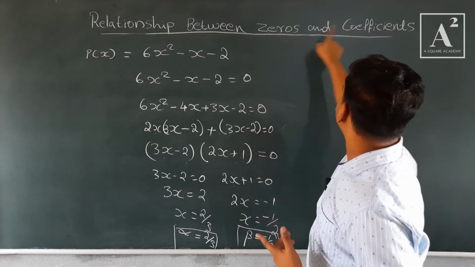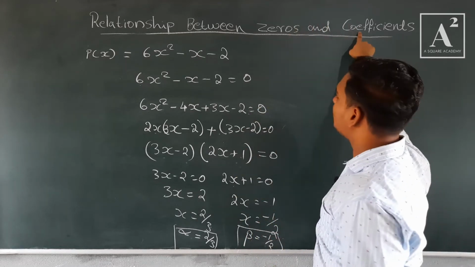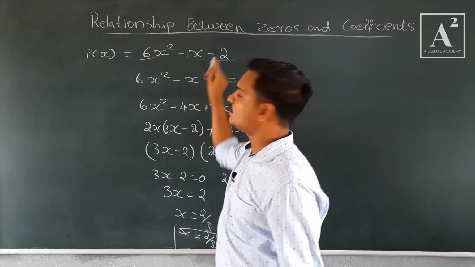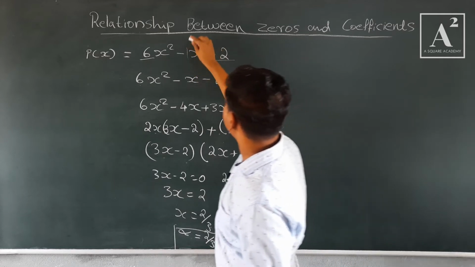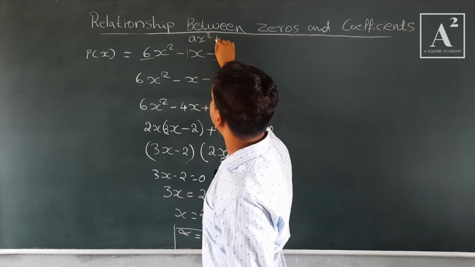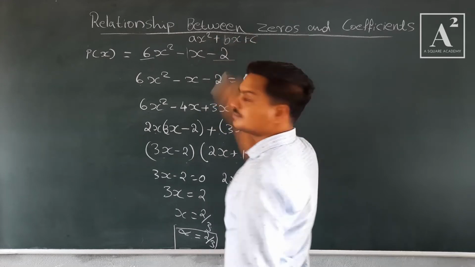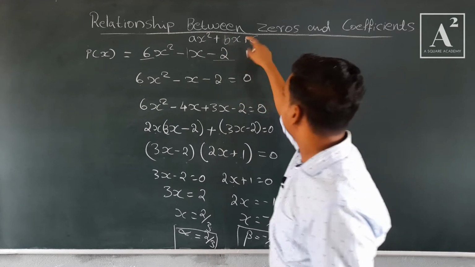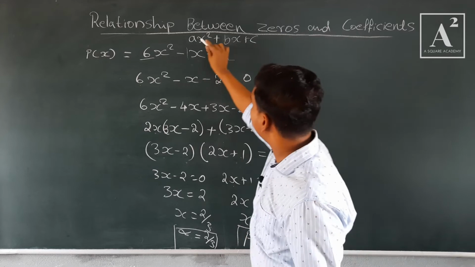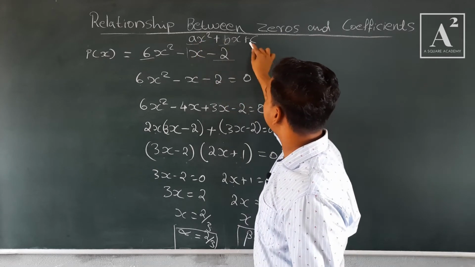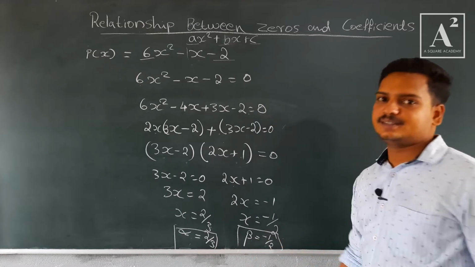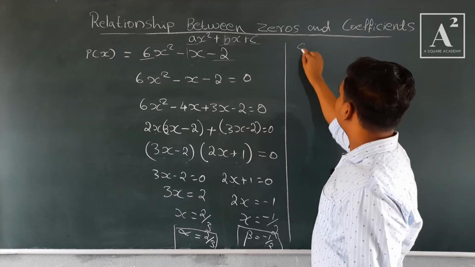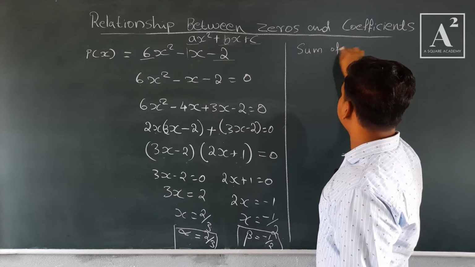Now, the relationship between zeros and coefficients. Coefficients means these numbers: here 1, nothing else, and here this is the constant term. This is a quadratic polynomial. The general form of a quadratic polynomial is ax square plus bx plus c, as we mentioned before. Here we are going to establish a relation between a, b, c and alpha, beta. So for that, let's first find the sum of zeros.